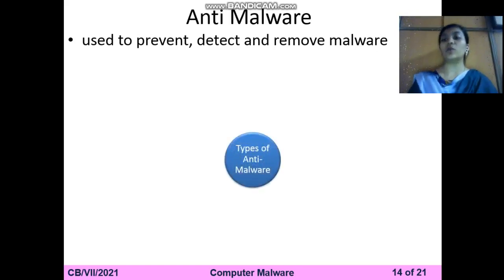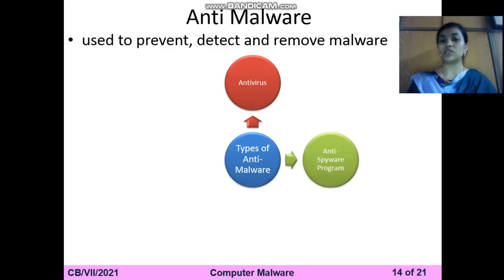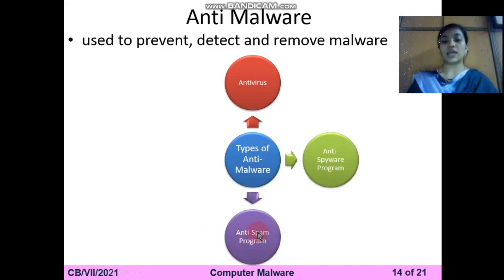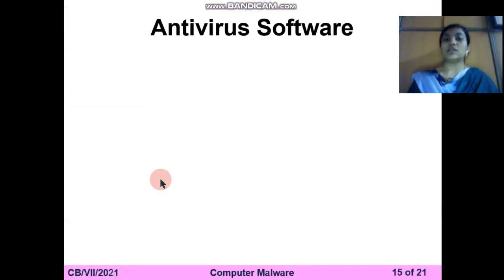Okay, so first of all we are going to learn the types of anti-malware, which software we use and which types of anti-malware we have to use. First is the antivirus, second is the anti-spyware program, third is the anti-spam program. Anti-spyware and anti-spam are different things. And the fourth is the firewall and intrusion detection system. Okay, so let's learn one by one.